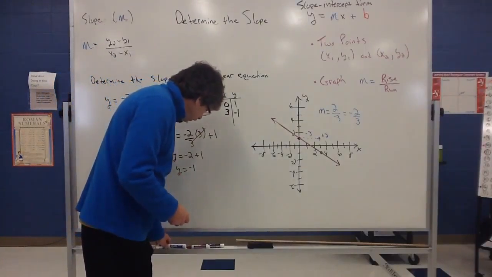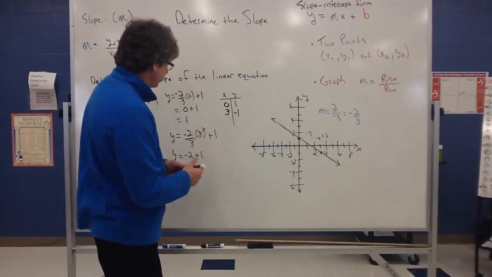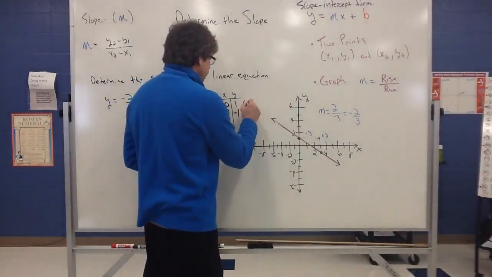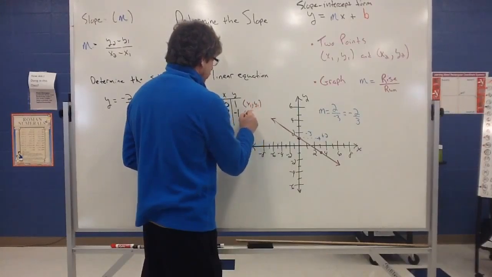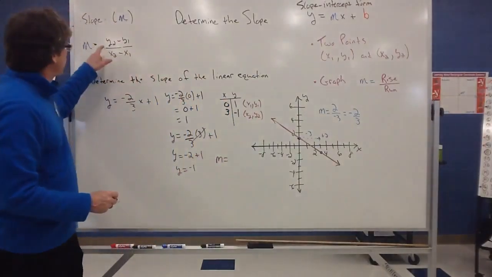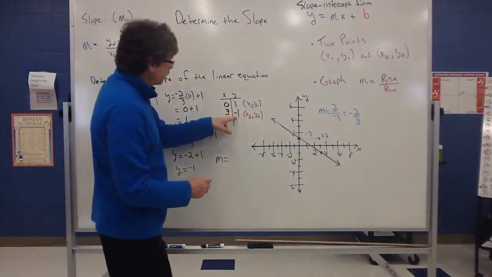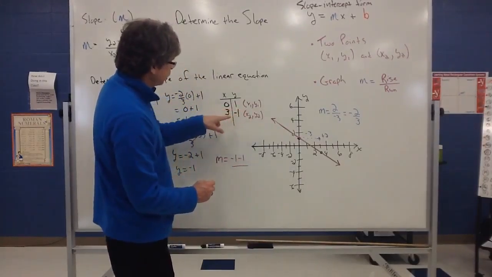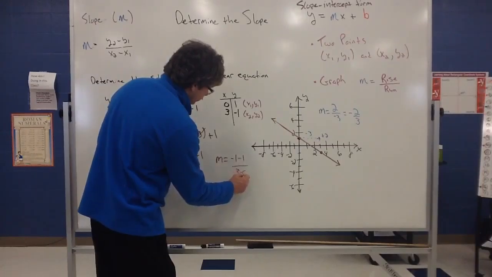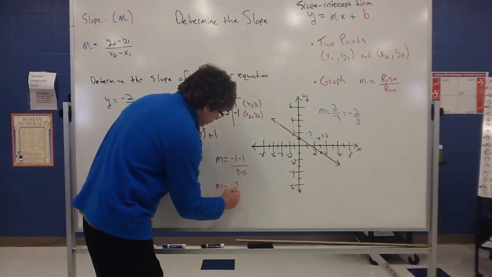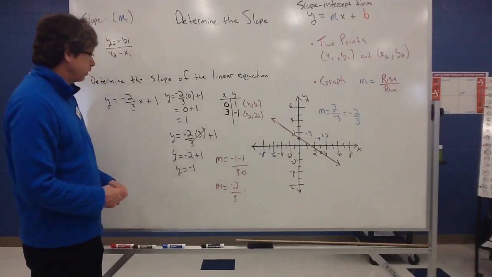We also have these two ordered pairs. So if I want to find the slope, I've got (0, 1) and (3, -1). And we know the slope formula is y2 minus y1. So I have negative 1 minus 1. And I have x2 minus x1, 3 minus 0. So my slope is going to be negative 1 minus 1, which makes negative 2. 3 minus 0 would be 3. So that does give me negative 2/3.